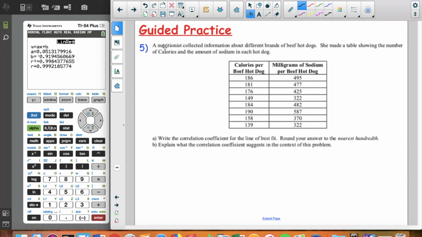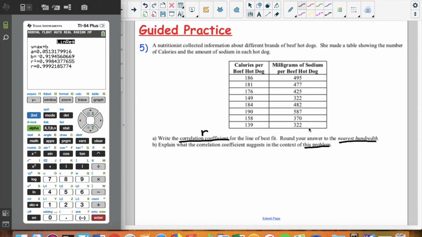Here we have number 5, where it says a nutritionist collected information about different brands of beef hot dogs. She made a table showing the number of calories and the amount of sodium in each hot dog. Write the correlation coefficient for the line of best fit. Write your answer to the nearest hundredth. Correlation coefficient is what we spoke about in the beginning. It is our R value. Explain what the correlation coefficient suggests in the context of this problem. Okay? So, let's go back.